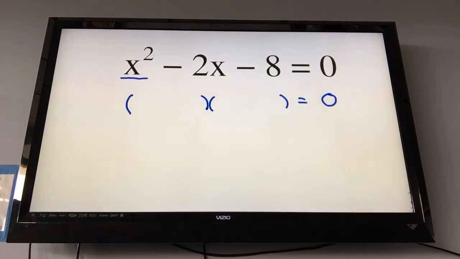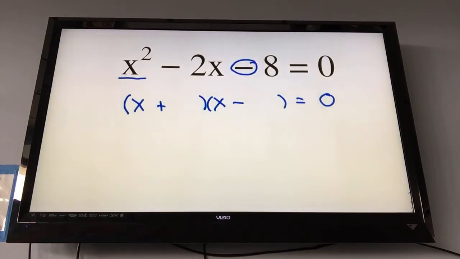So x squared breaks to x times x. Minus at the end, what does that mean my signs are? Positive and negative. And then I gotta get 8. So what is a good pair that multiplies to give me 8? 2 times 4. And it's gonna help me get -2 in the middle. Okay, so I want -2 in the middle. So which one gets the negative? The 4.